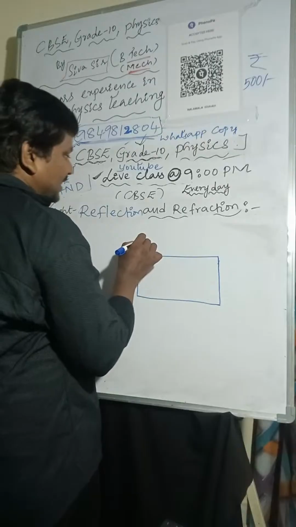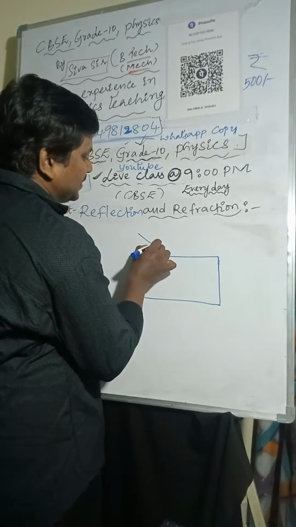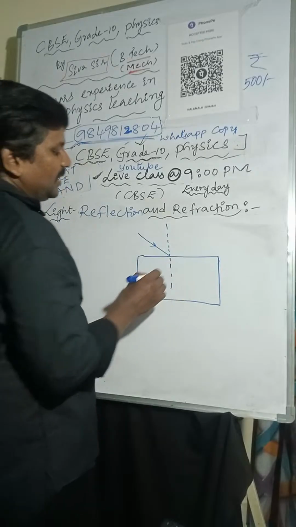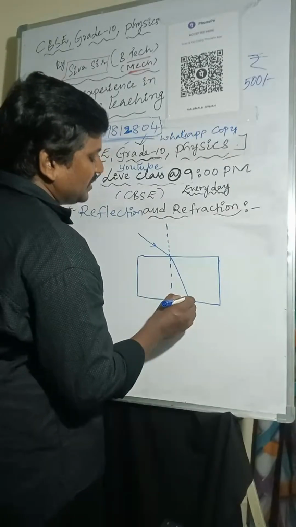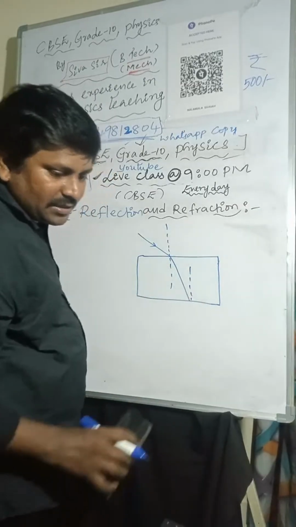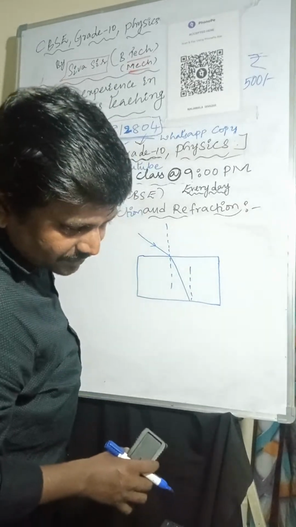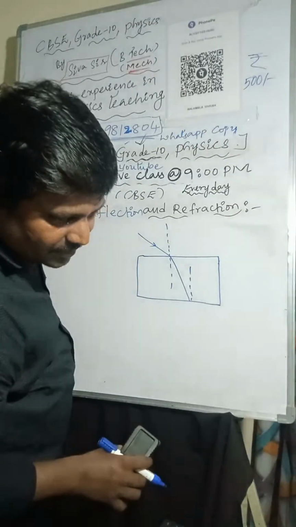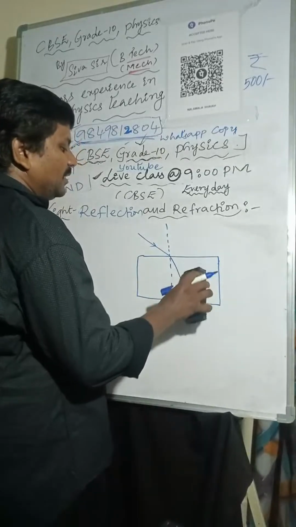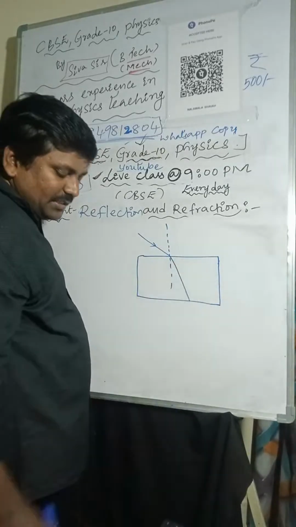The light ray is passing like this. I'm considering this a normal line. This is the refracted ray. Again, I'm considering here a normal line. This is a very important topic from the chapter. This is very, very important, so make sure that you practice this one.